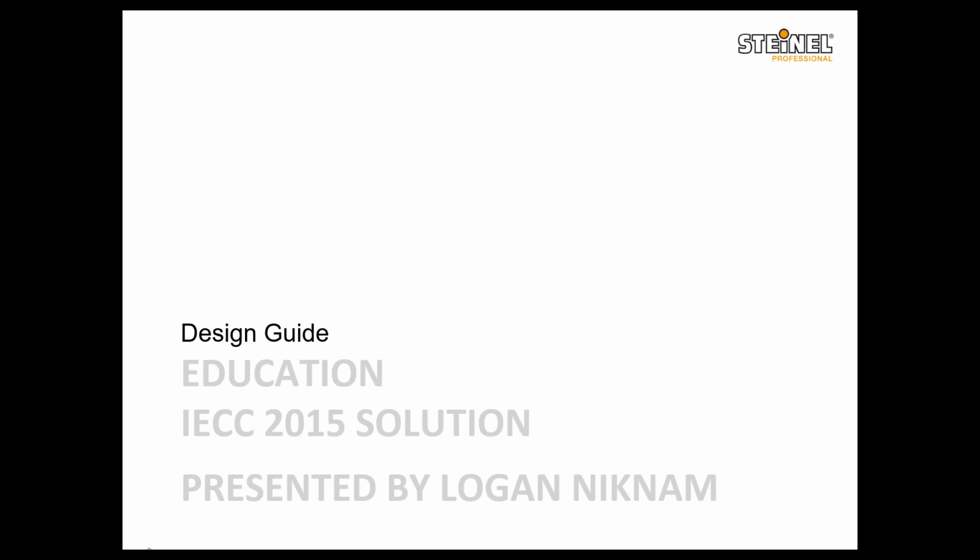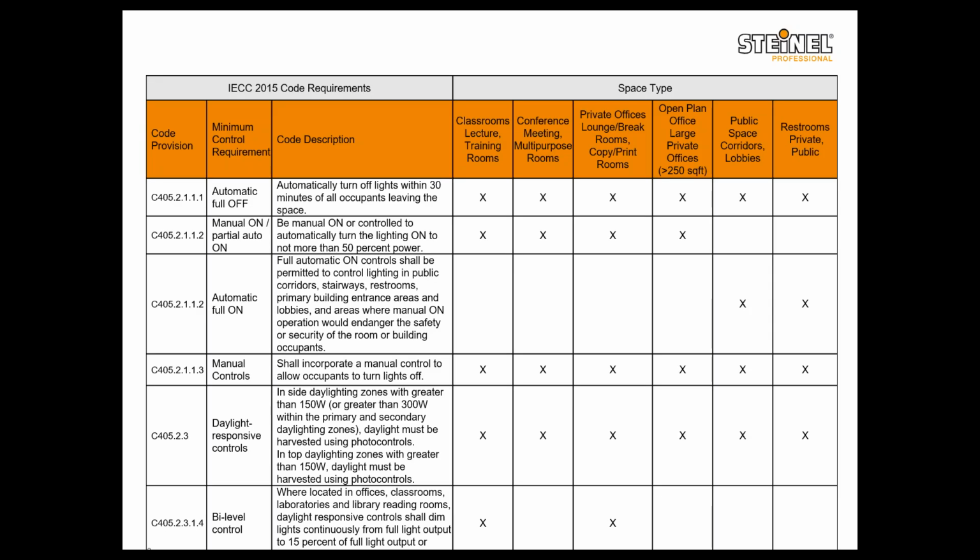To start off, the main requirement that the code asks for in lighting controls is to be able to have the lights automatically turn off within 30 minutes of all occupants leaving the space. So this applies to all areas. That's why we need to have occupancy sensors and wall switches with sensors in the area. Of course, there are timers as well, but those are nowadays used mostly for different requirements.